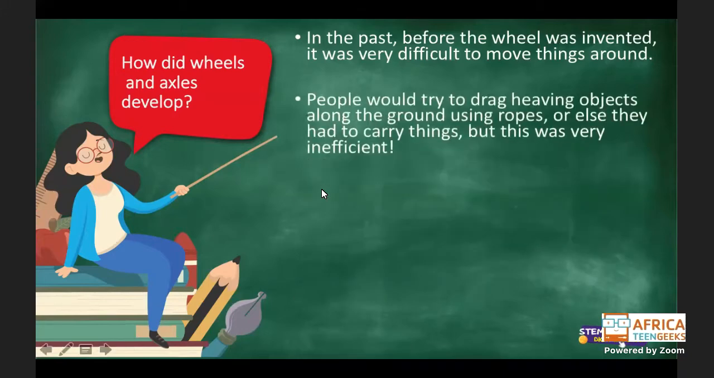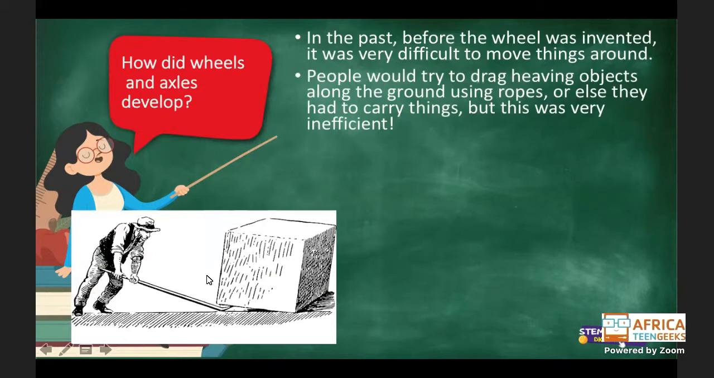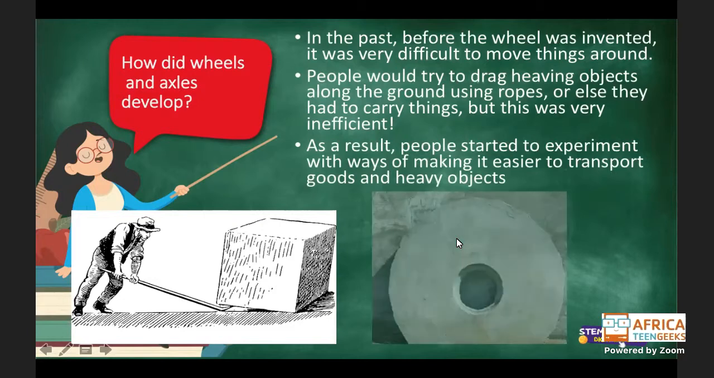Let's look at this picture. Imagine these Egyptians, or people back then in the ancient times, they would move big rocks like this. And some people would even put logs, or round wood, to ship big stones. As a result, people started to experiment with ways of making it easier to transport goods and heavy objects.